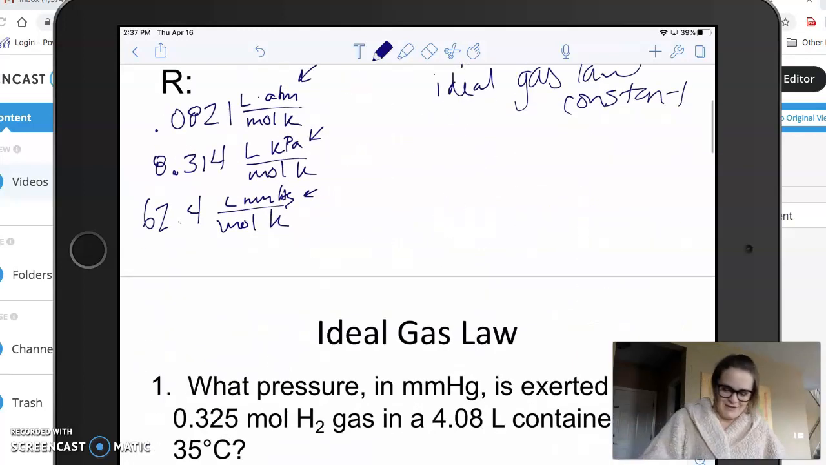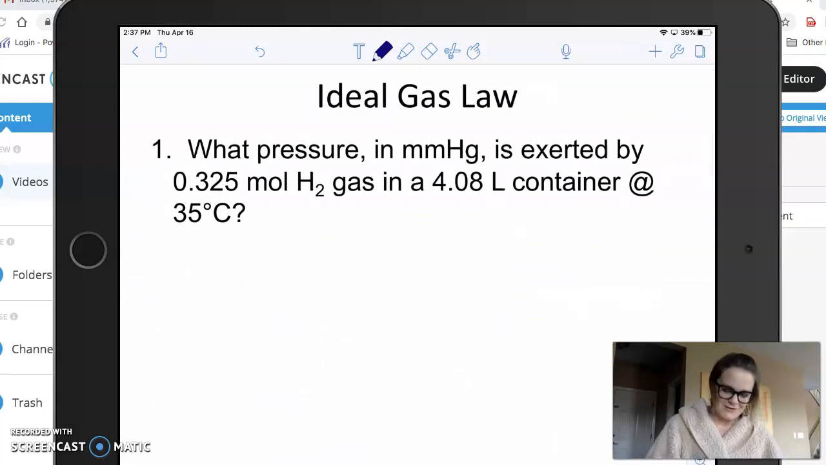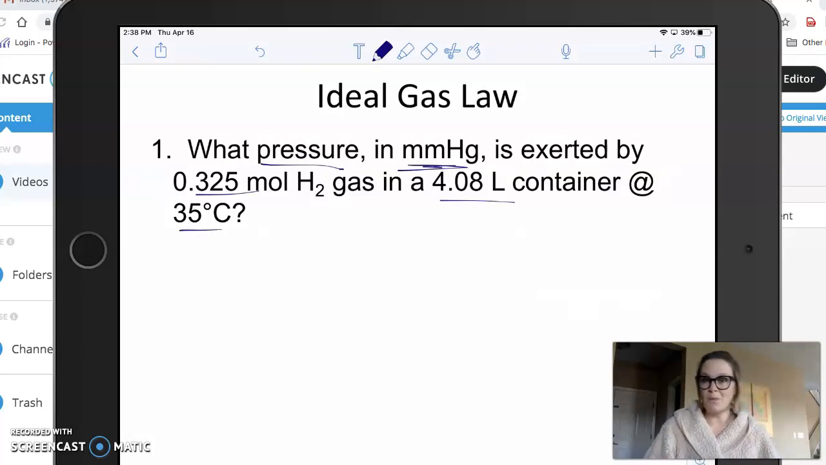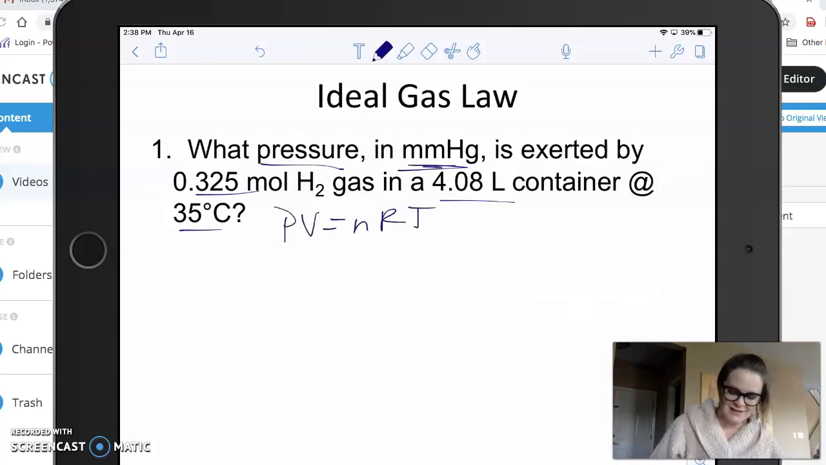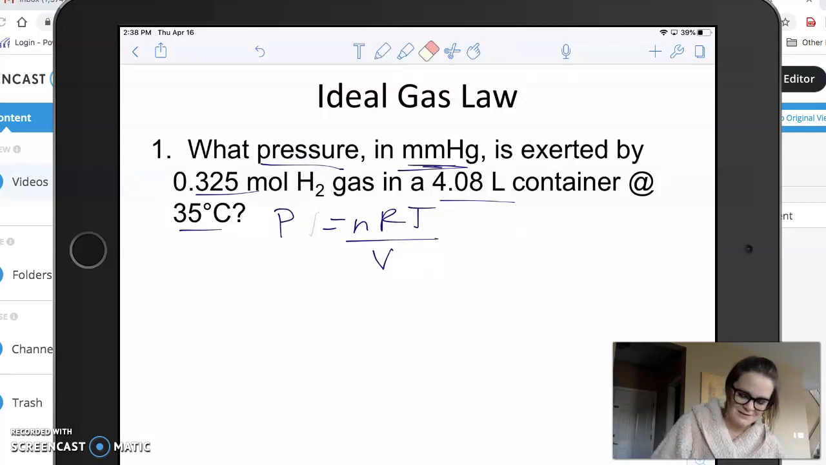Okay, let's do this. Here we go. Whoa, here's a problem. What pressure, notice how I've specified in mmHg, is exerted by this many moles of gas in 4.08 liters at 35 degrees Celsius? We've got all the variables. Let's use PivNert, the ideal gas law, except we're going to solve for P. So to get P by itself, I'm going to divide both sides by the volume. Whoops, I divided by the wrong one. We're going to divide both sides by the volume to get P alone. And all we need to do is plug the variables in.